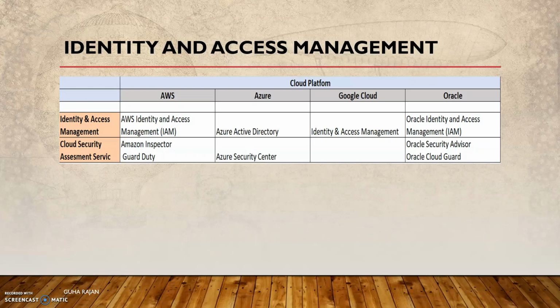As far as AWS is concerned, it's Identity Access Management. Azure, it's Active Directory. Google Cloud, again Identity Access Management. Oracle, again Identity Access Management. And with the security aspect, AWS has GuardDuty, Azure has Security Center, and Oracle has Security Advisor and Oracle Cloud Guard. I didn't feel any kind of difference between all of them.